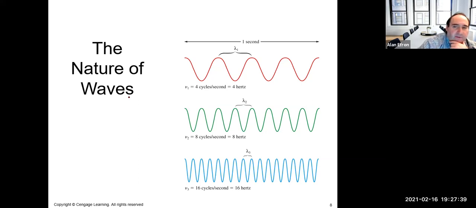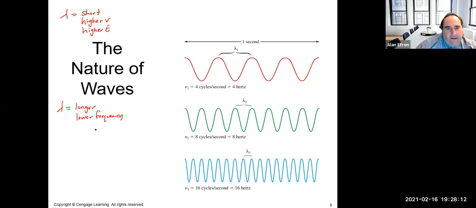And that relationship, to remind everybody, is in terms of the wavelength. If we have a short wavelength, that usually means we have a higher frequency, and that usually results in higher energy, as we talked about. And vice versa, if we start with a wavelength that is longer, we have a lower frequency, and that usually results in lower energy.